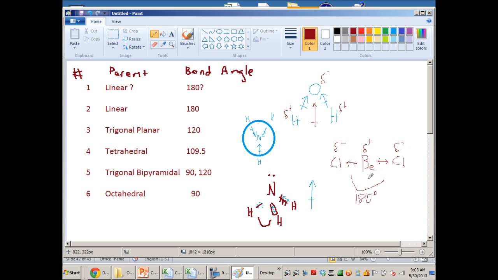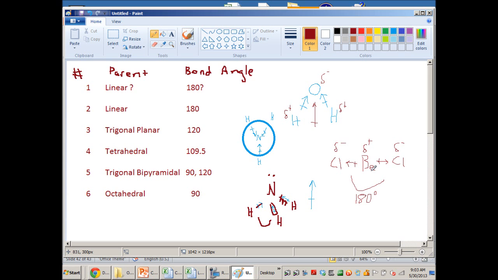So this overall molecule has zero dipole moment. It is not a polar molecule. It is a non-polar molecule. It's not that it doesn't have dipoles, it's not that it has non-polar bonds. It's that its polar bonds lead to dipoles that exactly cancel each other out.